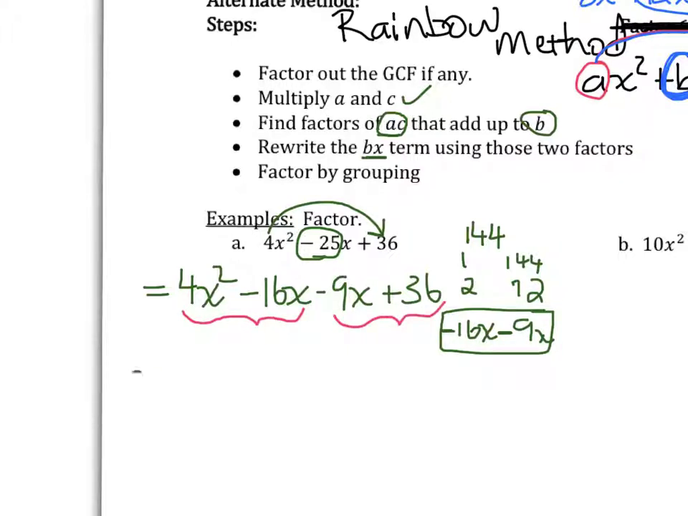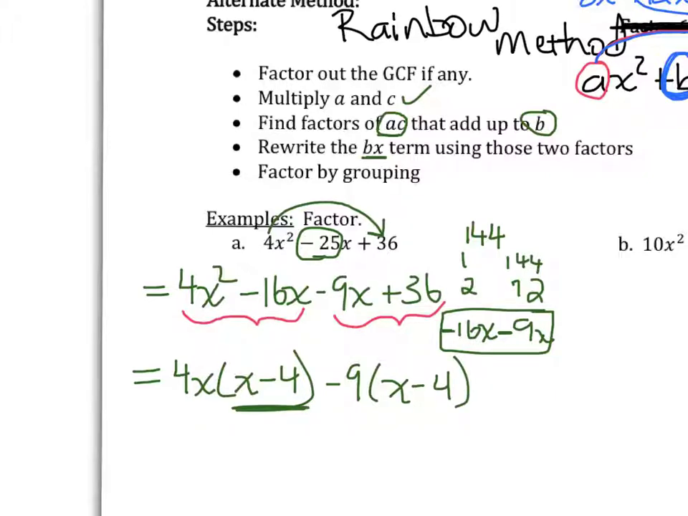Once I group them, I can factor by grouping out of the first two terms. Let's factor out a 4x. We're going to be left with an x minus 4. Out of the second two terms, let's factor out a negative 9. We're going to be left with an x minus 4. Both of these terms have an x minus 4 in them, and so I'm going to factor out that x minus 4. Out of that first term, I'm going to be left with a 4x. Out of that second term, I'm going to be left with a minus 9. All right, and now I have it factored as two binomials, so I know that I am done.